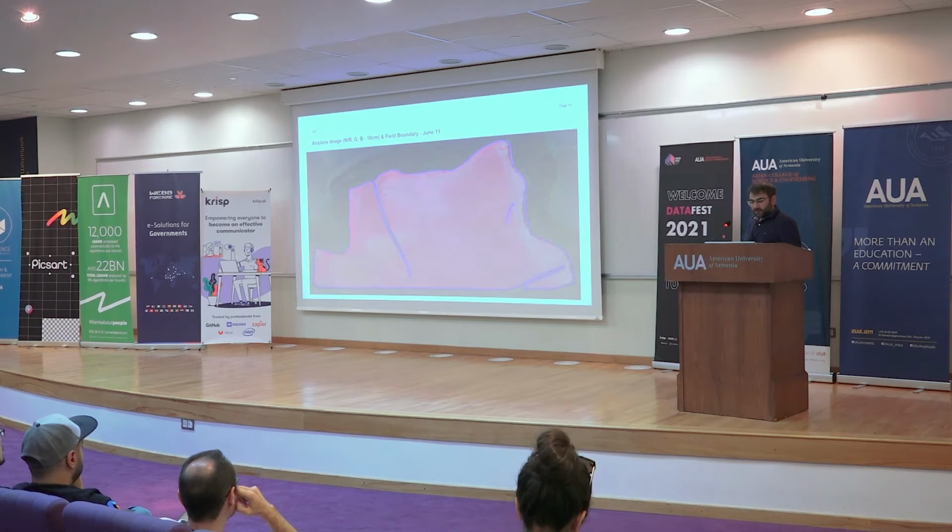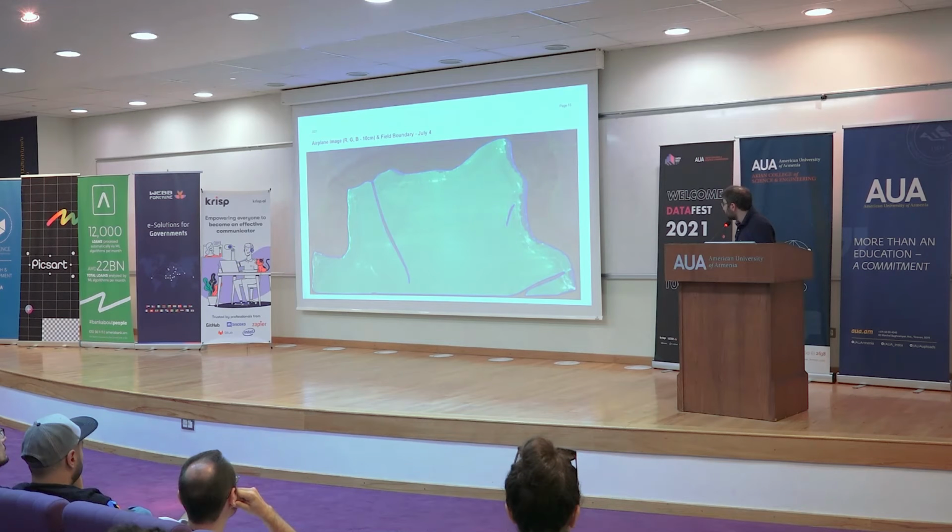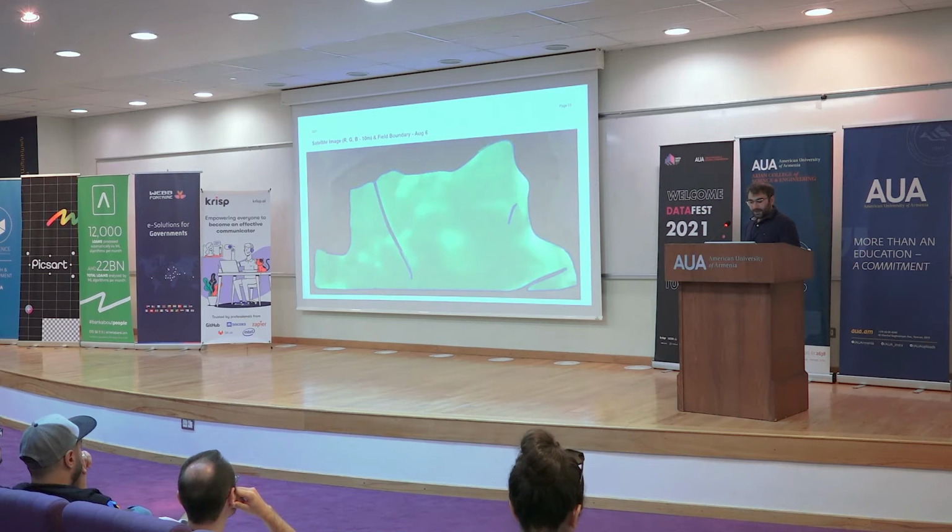This is the same field on the same day, but the combination is near infrared, green, blue. This is so-called CIR, or the colored infrared. This shows the amount of biomass on the field. This is the same field on July 4th, so you can see that the crop started to grow, and everything is already green.